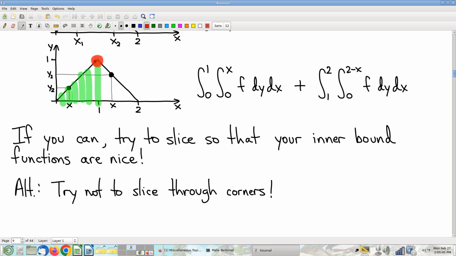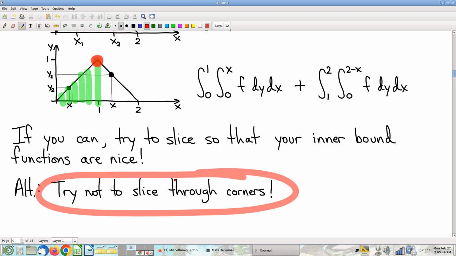It is because we sliced through a corner that we had to then say, okay, well, for those values of x, blah, blah, blah, but for all of these values of x that follow between 1 and 2, I've got a totally different deal. So if you don't want that to happen, don't slice through corners mid-process in your outside slicing.